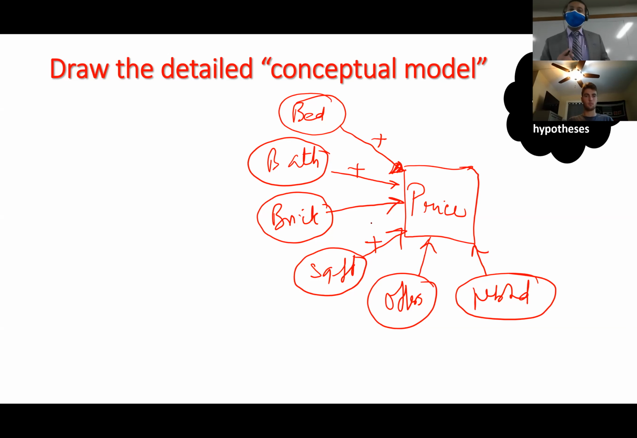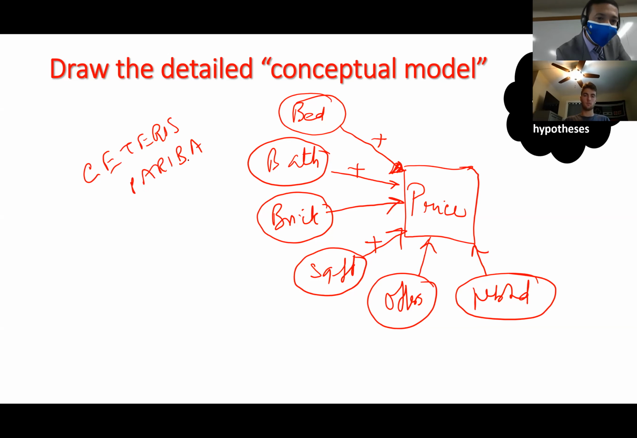There is a term to that. If you can read what I'm writing, it's called ceteris paribus. It means everything else remaining the same, remaining unchanged. When you are looking into the associations, we are looking specifically at the association of bed to price. We're not thinking anything else at that point of time. Specifically the association of bath to price, square footage to price.